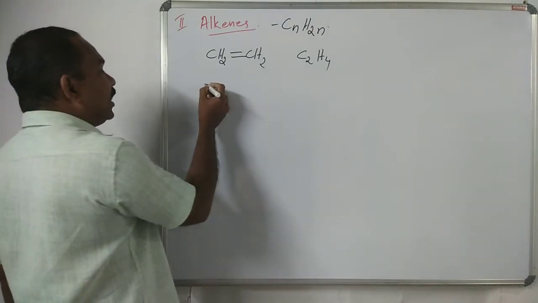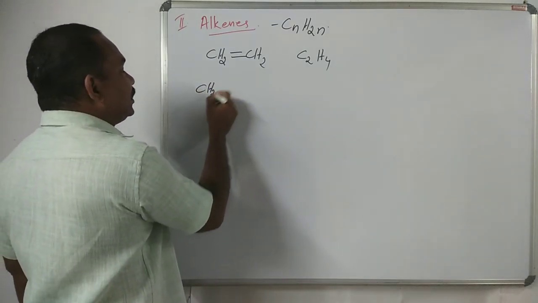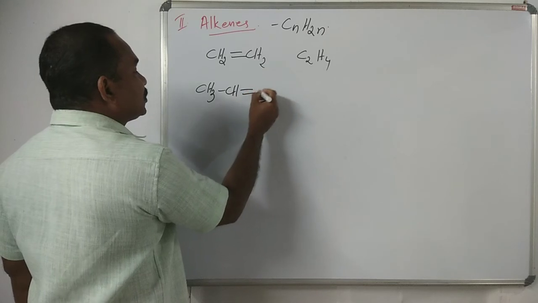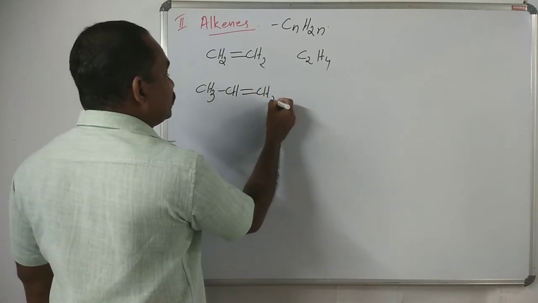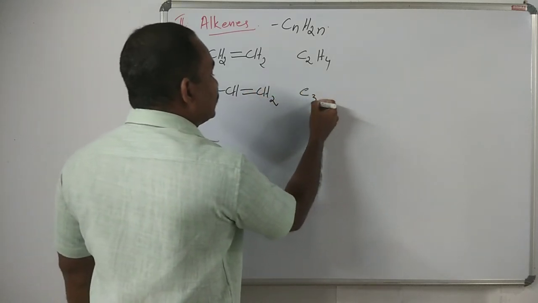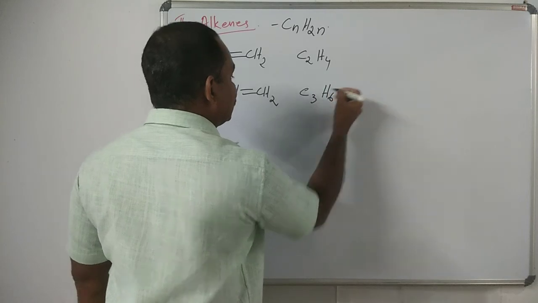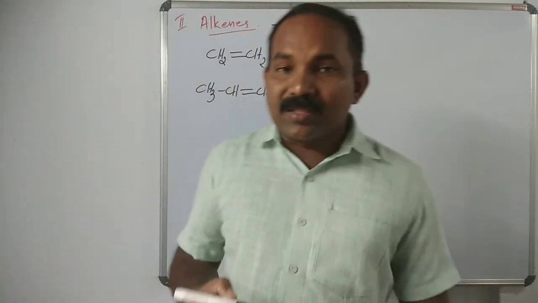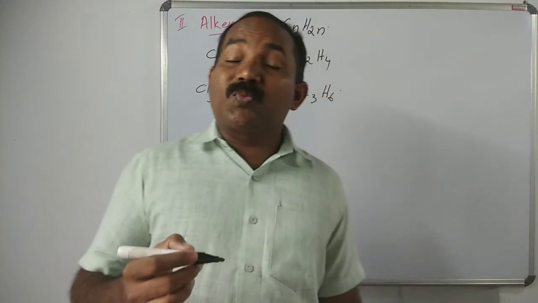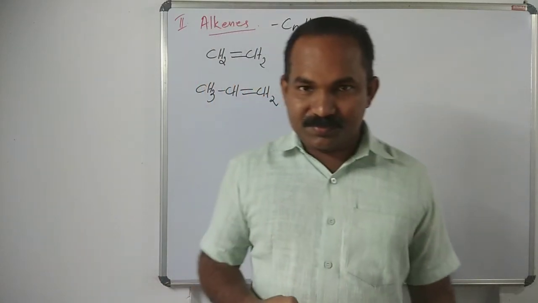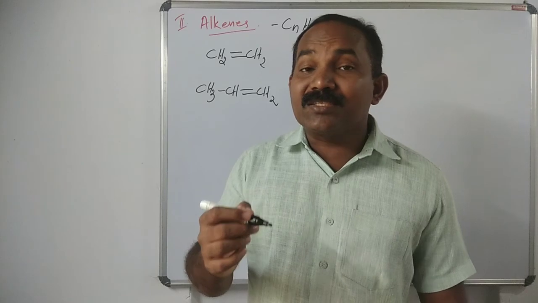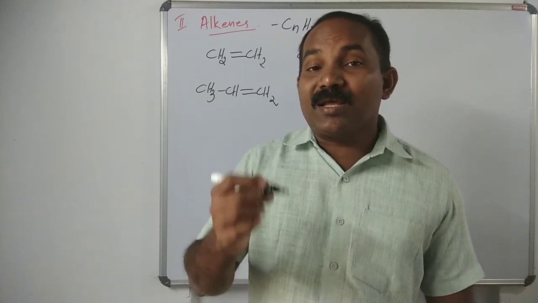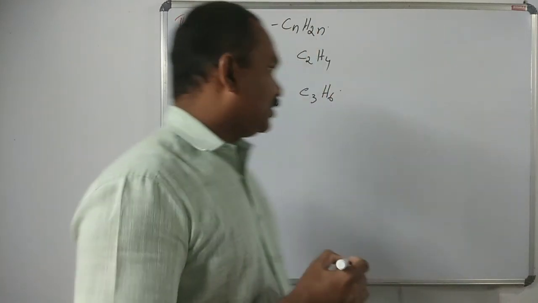Then the next alkene is propene, CH3-CH=CH2, and the formula is C3H6. In alkenes, the carbon atoms are sp2 hybridized.